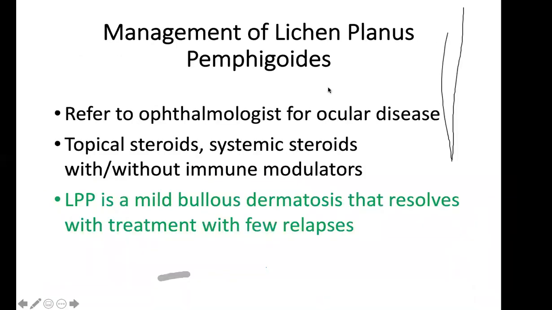So management of lichen planus pemphigoides is fairly simple. If there is ocular disease, of course, it will be managed by the eye specialist. Otherwise, topical and systemic steroids with or without immunomodulators. This is a very mild bullous condition, and it resolves with treatment with very few relapses. So that's a good thing. So we quickly look through some therapeutic agents now.